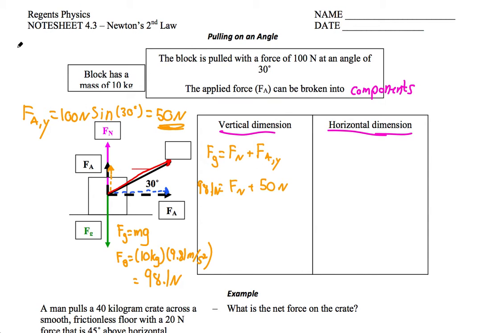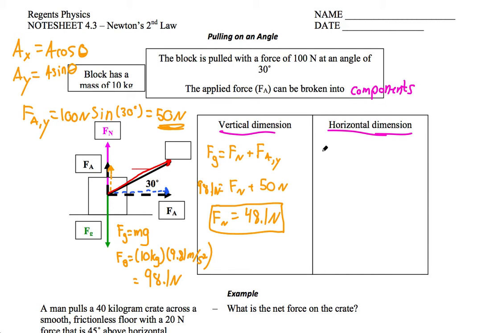And that came from our definitions that the components in the x direction are going to be the magnitude of the force times the cosine of the angle, and then the y direction is going to be the magnitude times the sine of the angle. So overall here, we've got a normal force. I can solve for Fn. 98.1 minus 50 is going to give me 48.1 newtons. So there is a net force in the y direction that we've got going on here.